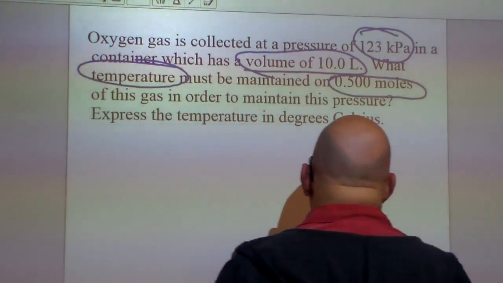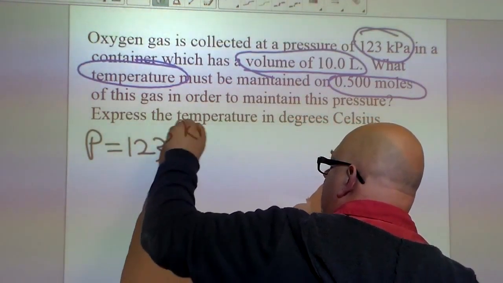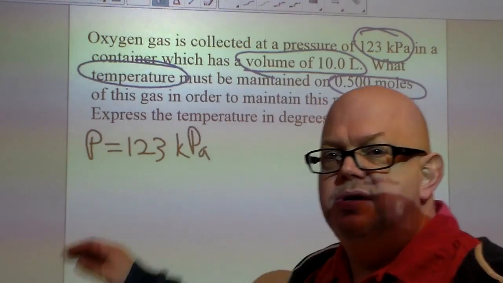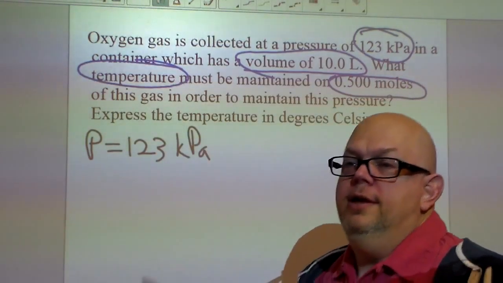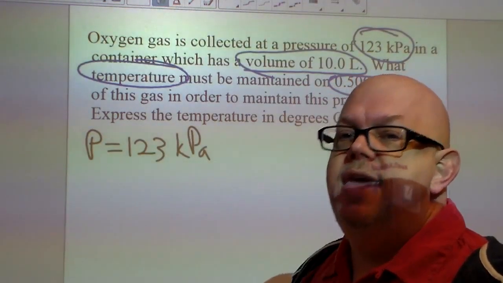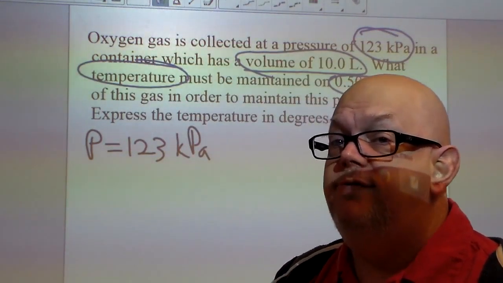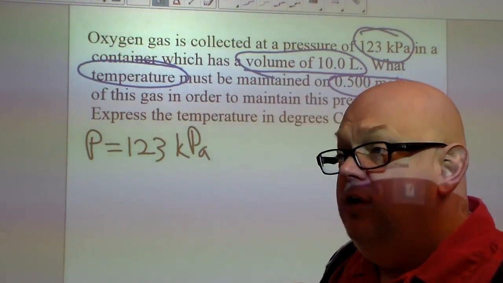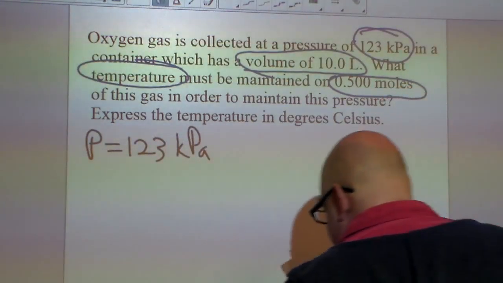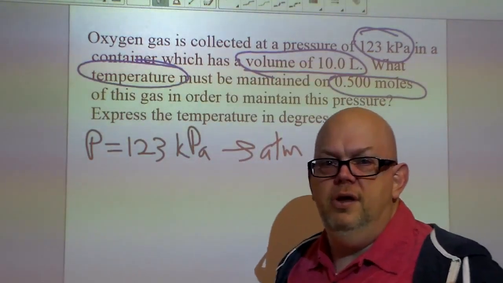So if we look at it, what are the facts that we have? Well, we have pressure is equal to 123 kilopascals. This is not going to work for us. And the reason for that is because our constant R is based off of atmospheres. Now, is there a constant R for kilopascals? Yes. Am I going to give this to you? No. I don't want to confuse people. I want to stick with one value of R. That's it. And that value of R happens to deal with atmospheres. So we're going to have to change this into atmospheres. That's what we're going to have to do.